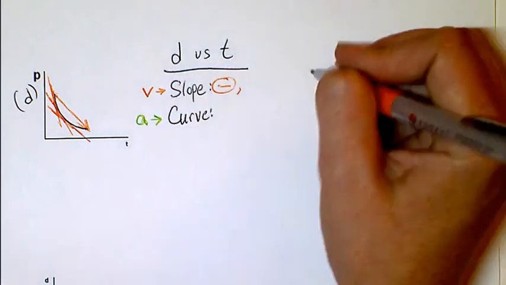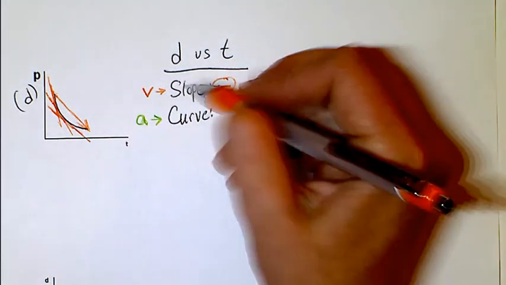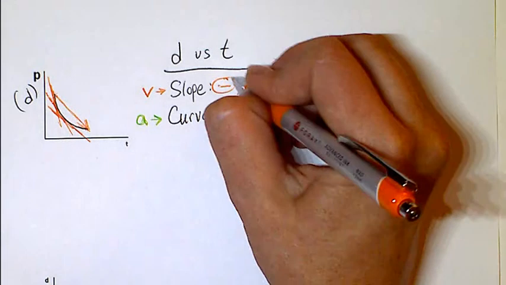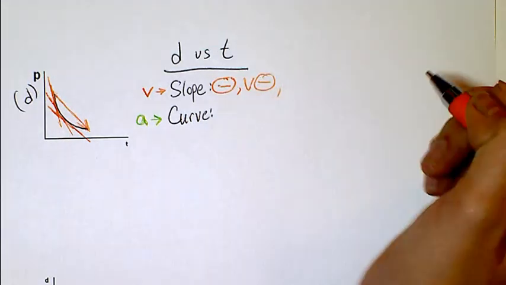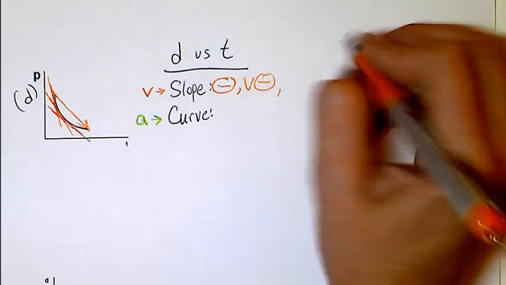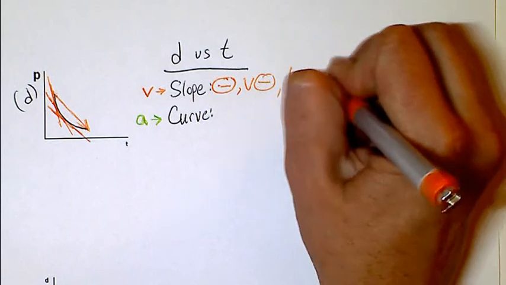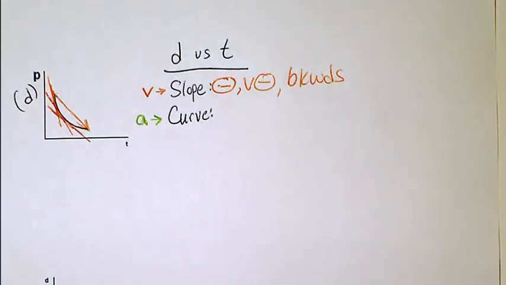And for a distance versus time graph, that means my velocity. That's why it's here in this part of the chart. So my velocity is negative. And just like before, if my velocity is negative, that means it's moving backwards or down. Now I get to look at the curve.